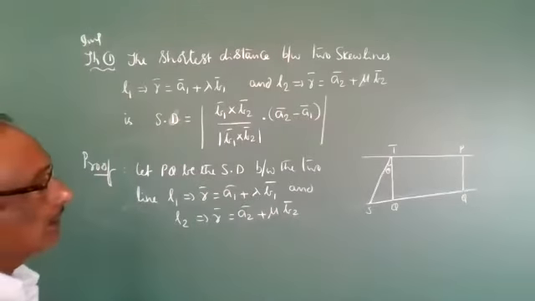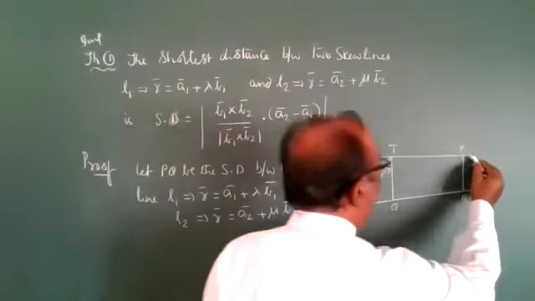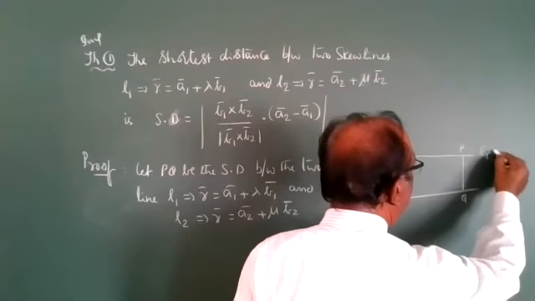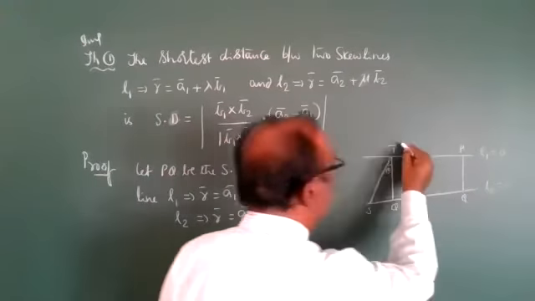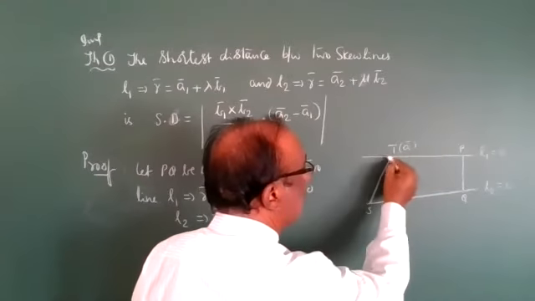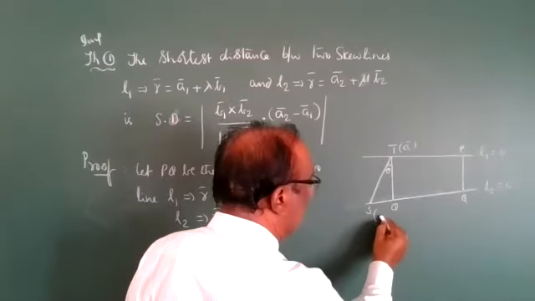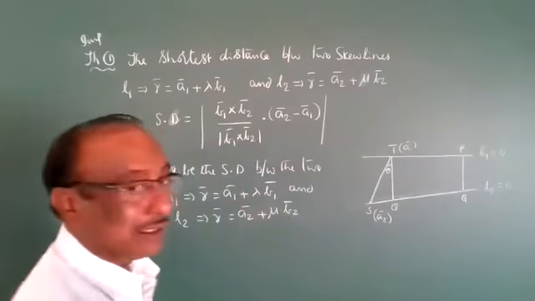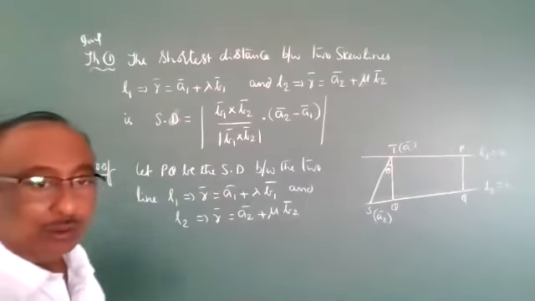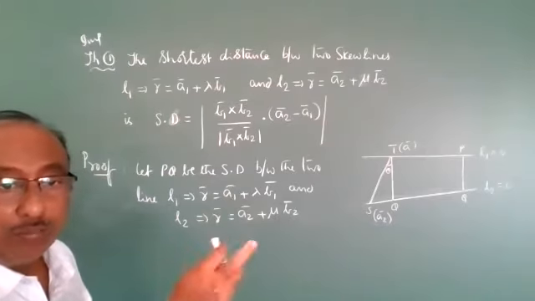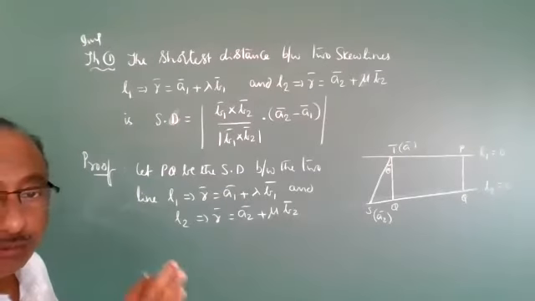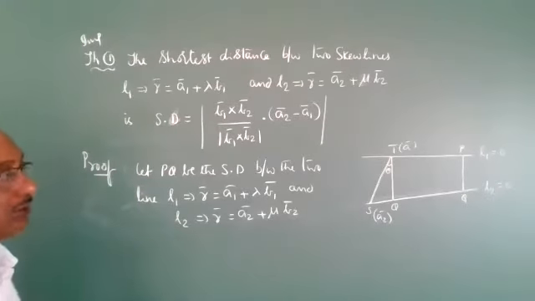Here this is the line L1 equal to 0. This is the line L2 equal to 0. Here the A1 bar vector is passing through the point. This is the A2 bar vector. B1, B2 are the direction ratios. Lambda into B1 is the direction ratios. B2 is the direction ratios.